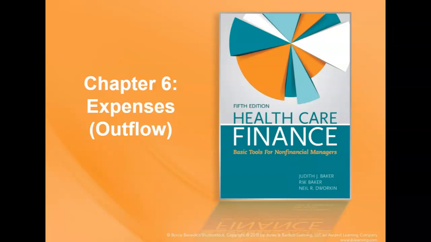Chapter 6. So we are talking about expenses, which is known as outflow. Reading from the book here, expenses are the costs that relate to the earning of revenue. So it costs money to make money. Another way to think of it is expenses are a cost of doing business. So just as revenue represents the inflow, expenses represent the outflow.